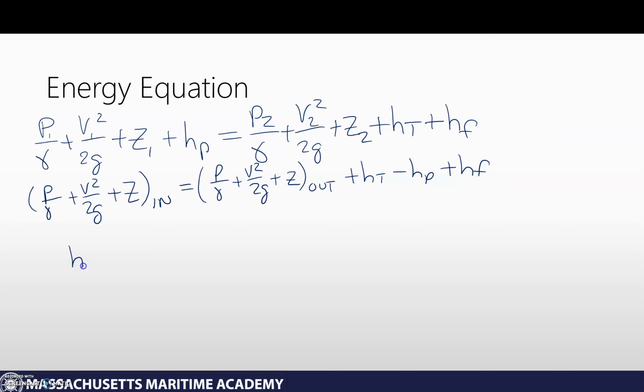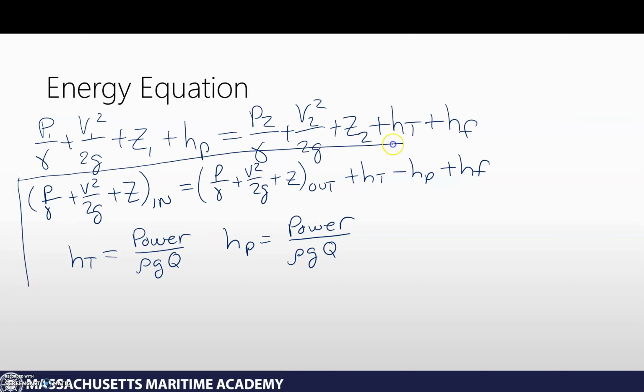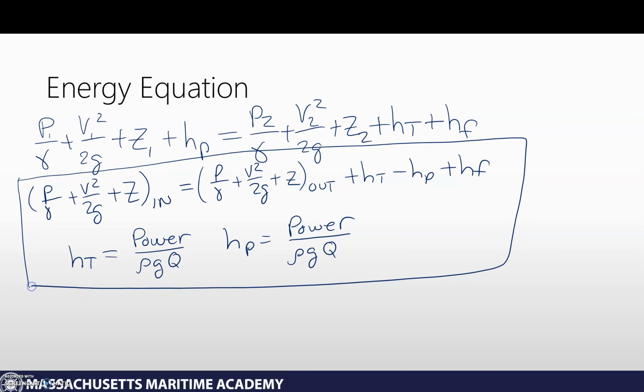And remember, head of the turbine is going to be the work that we put into the turbine. So we can just call that the power of the turbine divided by rho GQ. The head of the pump will be the power of the pump divided by rho GQ. HF we're going to talk about because we're going to deal with that equation a lot of different ways. So I know students like their boxes, so there's the box. Those are the really important equations.